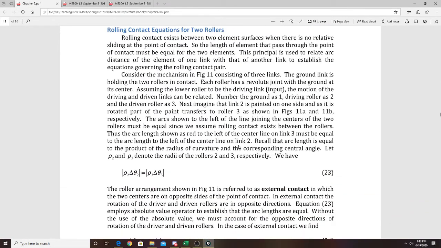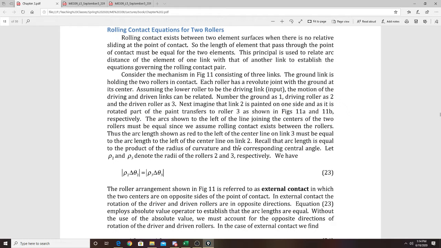And so it says, the ground link is holding the two rollers in contact. Each roller has a revolute joint with the ground at its center. Assuming the lower roller to be the driving link, the input, the motion of the driving and driven links can be related. Number the ground as 1, driving roller as 2, and driven as 3. Next, imagine that link 2 is painted on one side. As it is rotated, part of the paint transfers to the roller as shown. The arc shown to the left of the joining line of the centers of the two rollers must be equal, since we assume rolling contact exists between the two rollers. Thus, the arc length shown as the red left of the center line on link 3 must be equal to the arc length shown to the left of the center line on link 2.